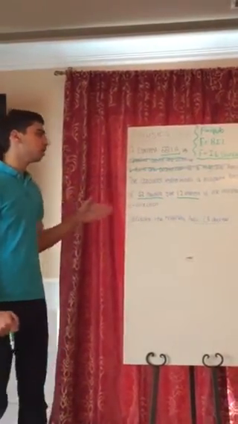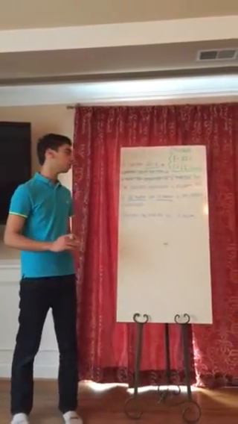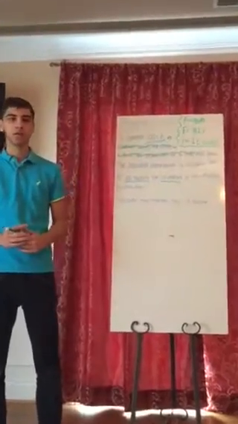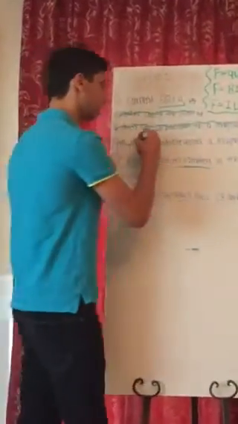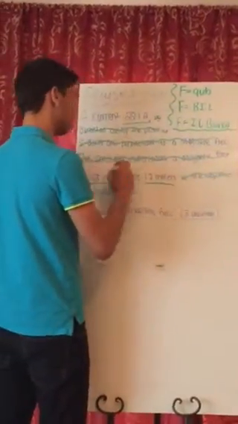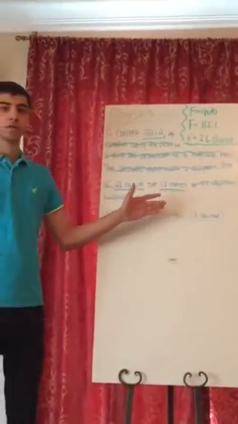Next, the problem says the conductor experiences a magnetic force of 0.63 newtons per 1.2 meters in the negative y directions. Again, a lot of gibberish that really does confuse you when you read it. All you need to know is it's 0.63 newtons of force per 1.2 meters.